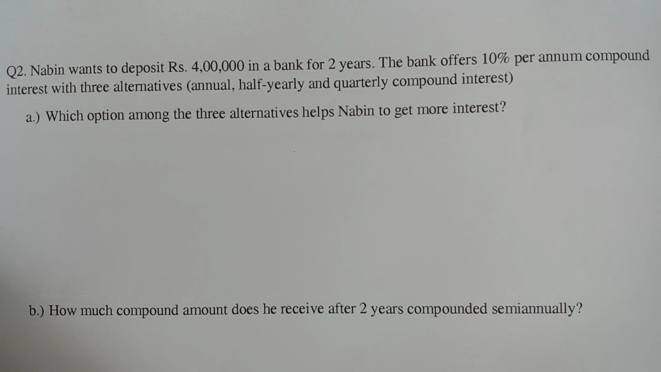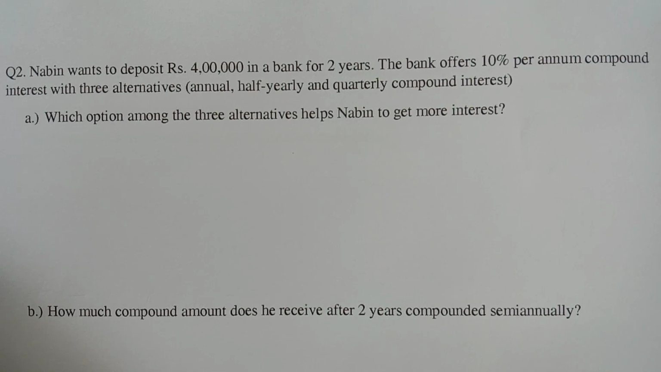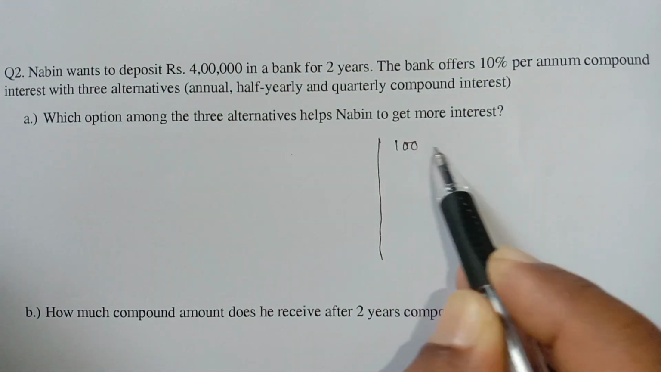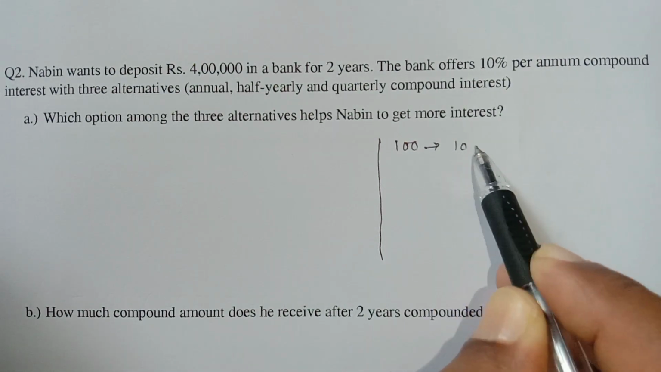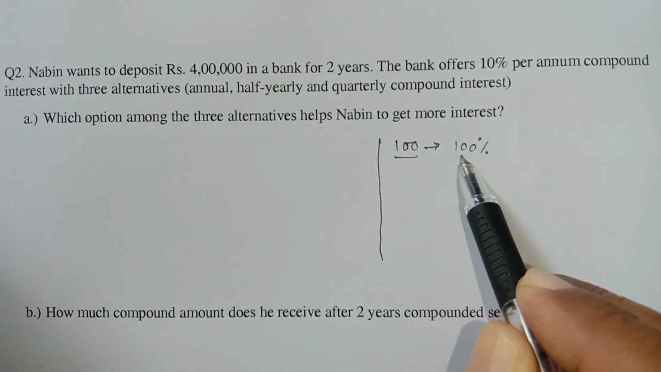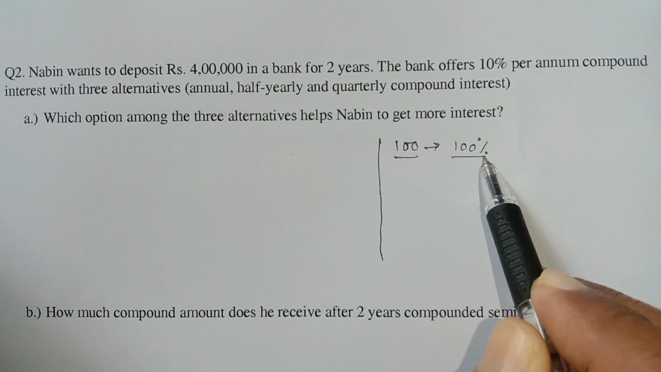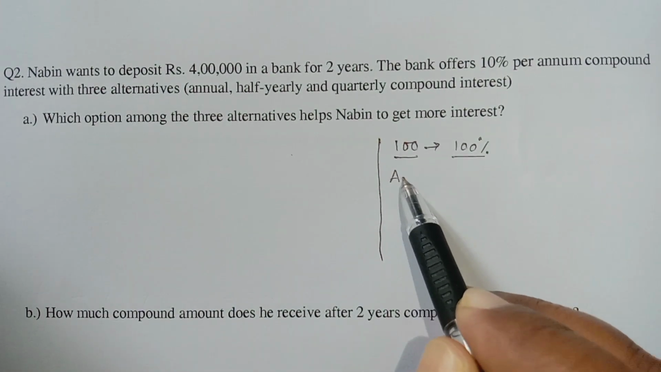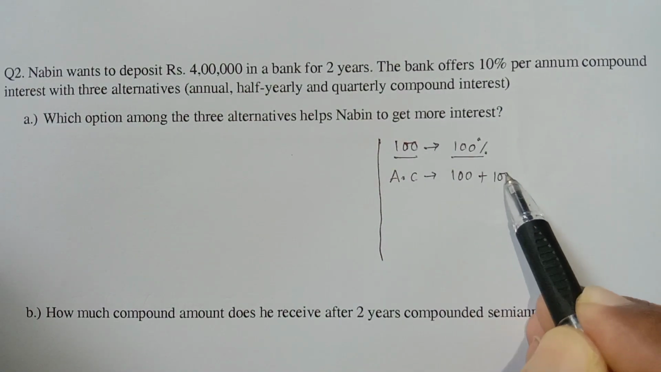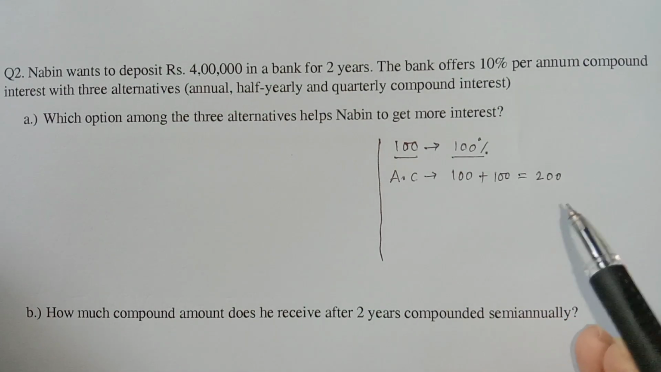Okay friends, so here the quarterly will give him more interest. Let us check how it is so. First of all, let me tell you, if 100 rupees is kept for 1 year and the rate of interest is 100%, then annual compound interest gives 100 plus 100, which makes 200.